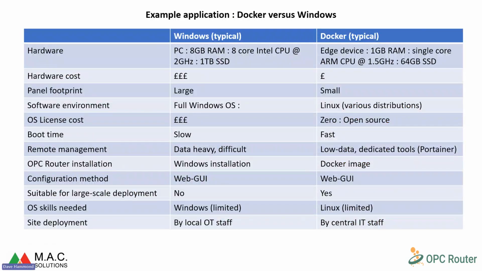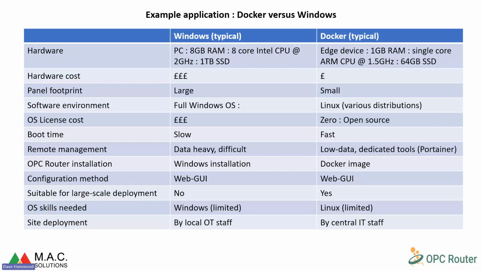So putting in a table form, how would you run these two things side by side? How would you compare side by side the Windows and the Docker application? Typically on a PC, you'd need at least 8 gig of RAM, an 8-core fast CPU, a terabyte of storage. If you compare that with Docker hardware, you can see a small amount of RAM. You might need only an ARM processor, not very fast, not much storage space. The hardware for a Docker application would be small, so it fits in a smaller footprint in a panel.